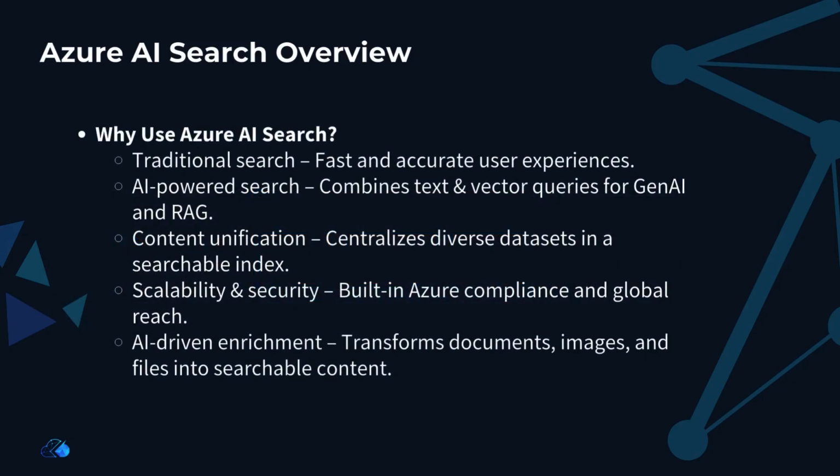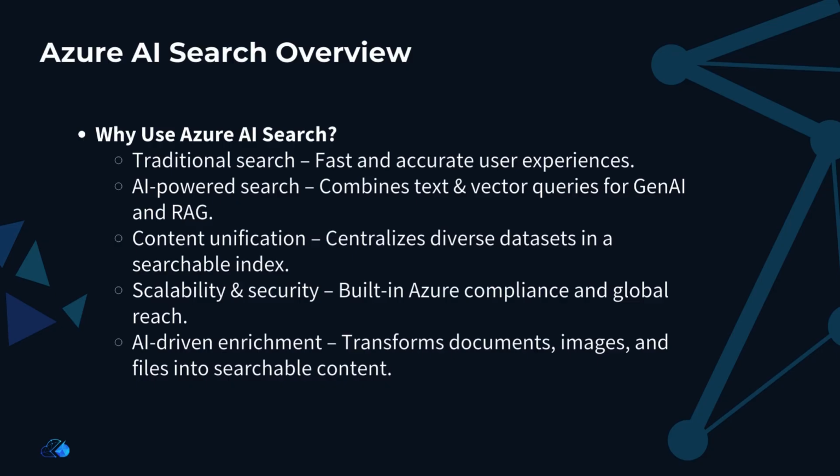So, why use Azure AI Search? Azure AI Search is ideal for traditional search, which enhances user experience with fast, accurate search capabilities. AI powered search, on the other hand, combines text and vector based queries for advanced Gen AI and RAG. Content unification. Consolidate diverse datasets into a single searchable index while maintaining control over access. And then scalability and security, where you can benefit from Azure built-in security and compliance for global search.